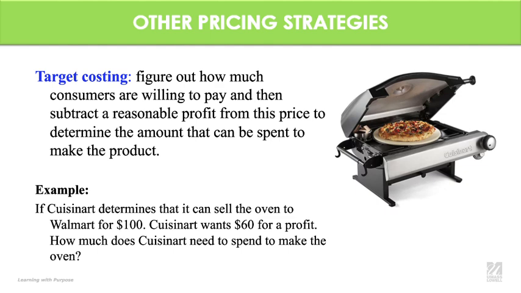And again, you will figure out how much your consumers are willing to pay, and you will discount the profit you want to make, and based on that subtraction, you will decide how much money you have to produce the product. So here is the opposite way. We say, in the example, we can sell the oven to Walmart, or on our own, we can sell it for $100, and we want to make $60 for a profit. So how much money do we have to make the oven?